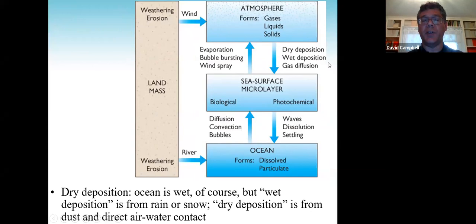Dry deposition, wet deposition, what are those? And the ocean's always wet, isn't it? True, but the air is not always wet. So wet deposition means when it rains or maybe snows, the stuff that carries down and takes into the ocean. Dry deposition is when you have things like dust or other material in the air that ends up settling down and going into the ocean without being washed in by the rain or the snow.